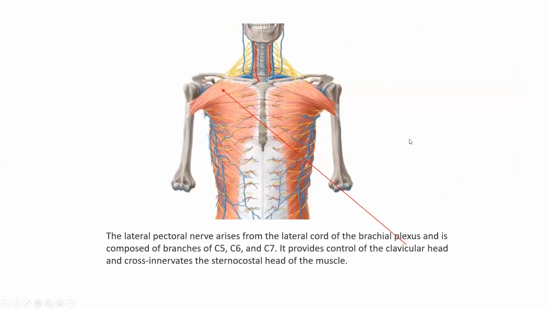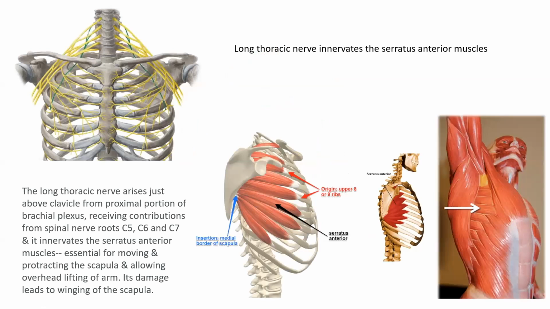nerve. Now, what does the lateral pectoral nerve do? It innervates the clavicular head of the pectoralis major, the clavicular head, and also sometimes sends some branches to the sternal head. But this is the clavicular head because it comes off of the clavicle. And the long thoracic nerve in green here, that comes down to our friend serratus anterior.